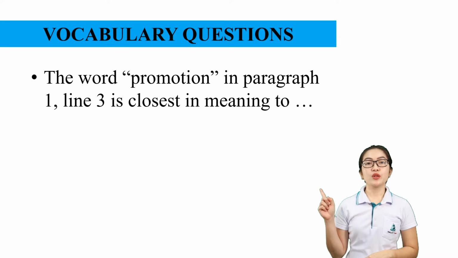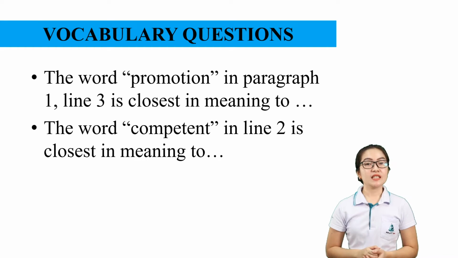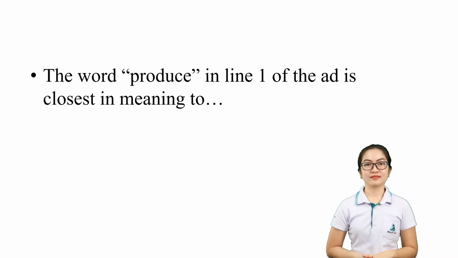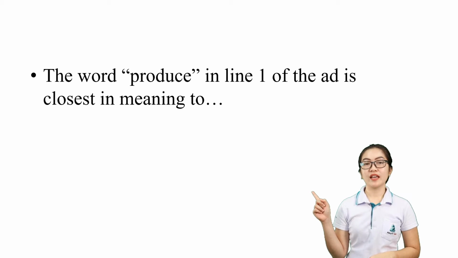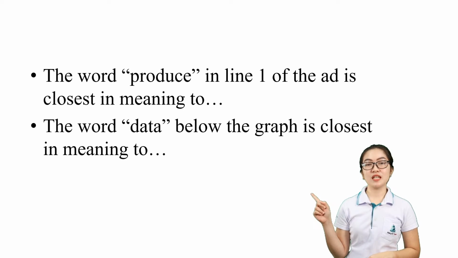Examples: the word promotion in paragraph 1, line 3 is closest in meaning to. The word competent in line 2 is closest in meaning to. The word produce in line 1 of the ad is closest in meaning to, and the word data below the graph is closest in meaning to.